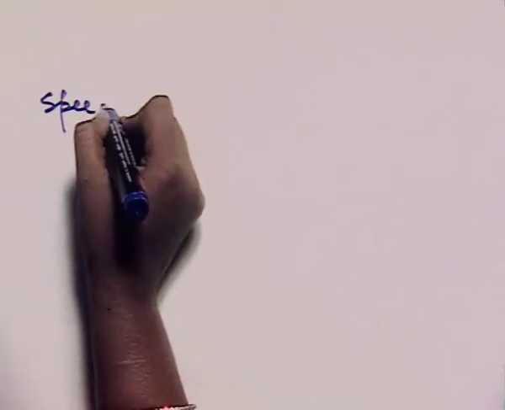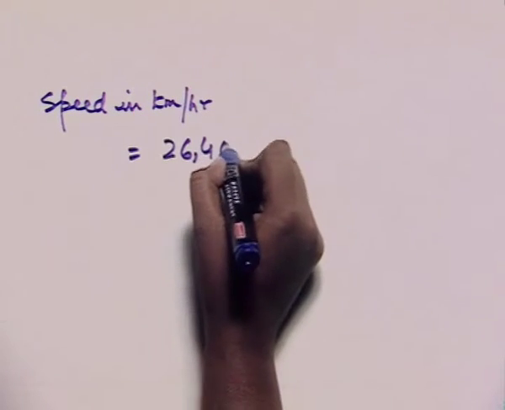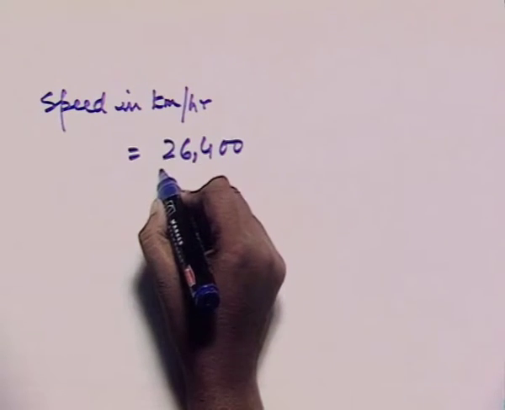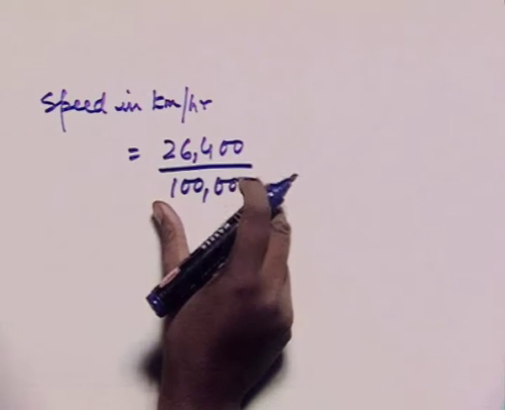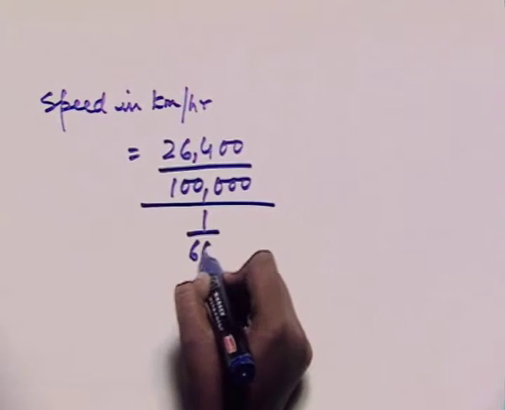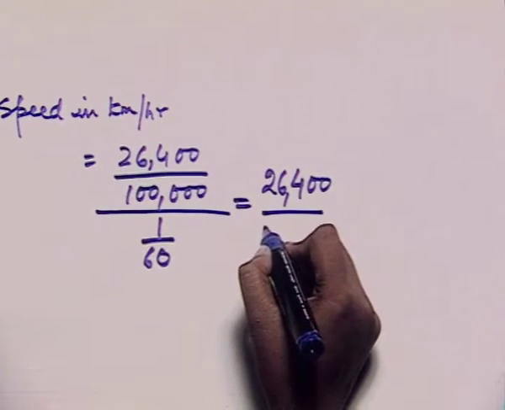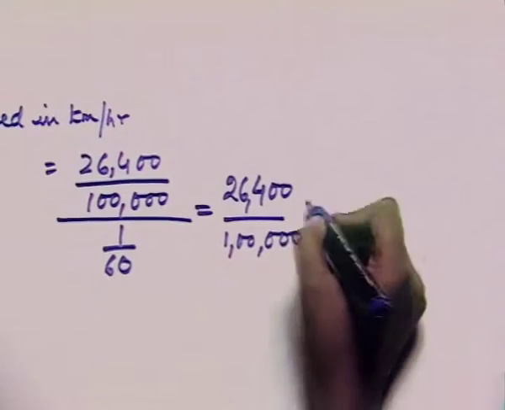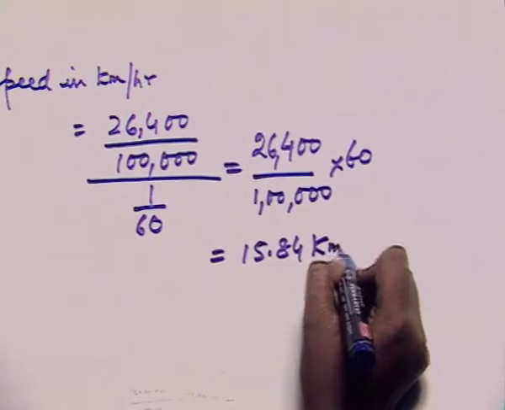So, speed of the wheel in kilometers per hour is equal to 26,400, this is in centimeters. First of all, we have to change it to kilometers. So, divided by 1 lakh. So, this number is now in kilometers. And we have to change from minutes to hours. So, 60 minutes gives us 1 hour. So, this is the actual quantity, 26,400 divided by 1 lakh multiplied by 60. So, the speed is 15.84 kilometers per hour. But how can we find out area of a circle?